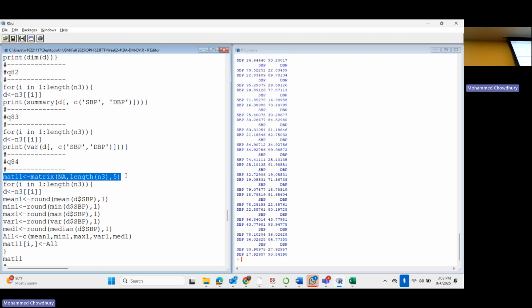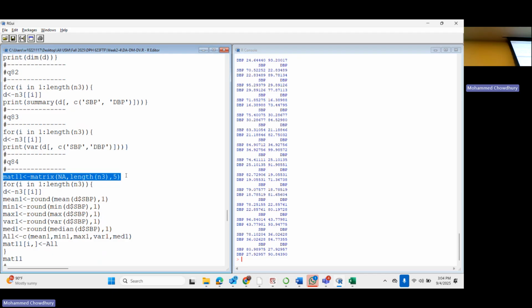Currently it does not have anything, but it has a length of N3, length of N3 equal to 100. And that means row equal to 100, and 5 means column equal to 5. I am creating an empty matrix that has no element, but it will have 100 rows and 5 columns.